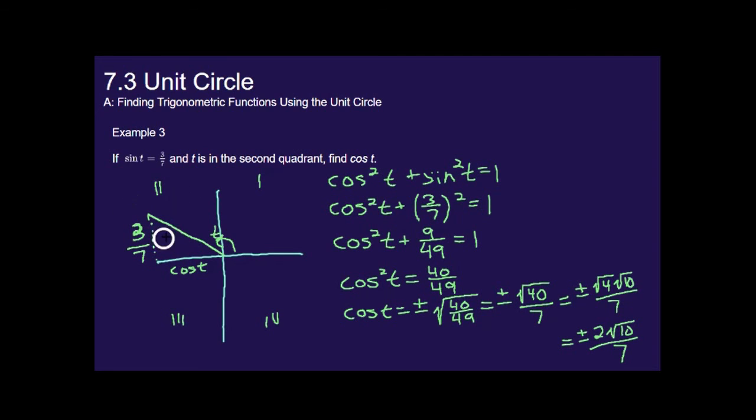Okay, so in this quadrant, what are my x values? Are they positive or negative? They're all negative. So I know that the actual solution, even though there are two solutions here, the actual solution that we are looking for is negative 2 square root of 10 divided by 7. That's my solution. Okay, so knowing which quadrant it is in is going to let you know which solution you want.